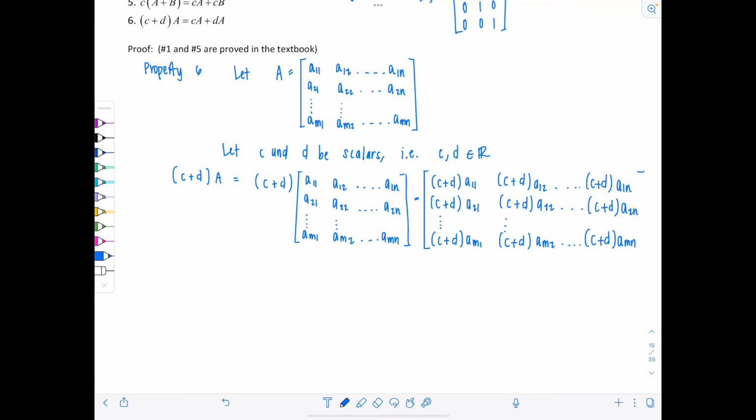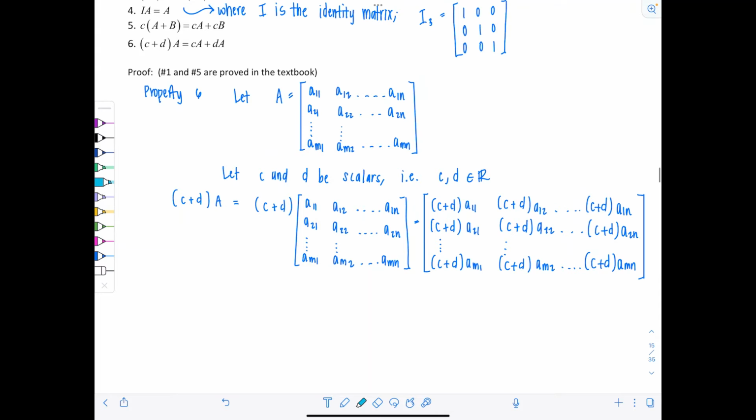Here we go. All right. So what we're going to try to do now is break this up into two matrices, because keep in mind, look at property 6. I started with the scalars C plus D times matrix A, and I want two matrices on the right-hand side. So we're going to break all this up.